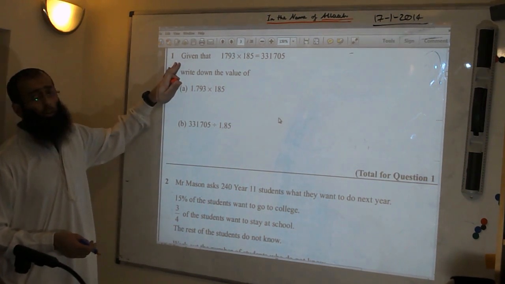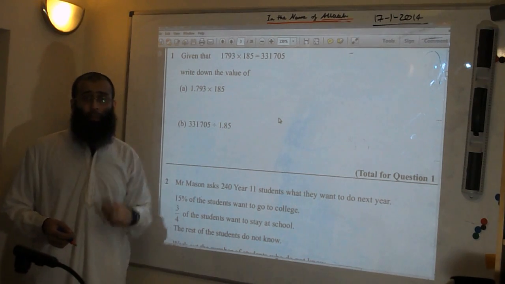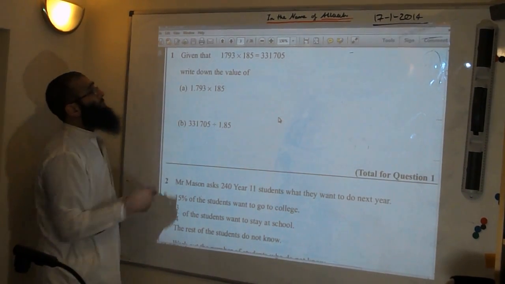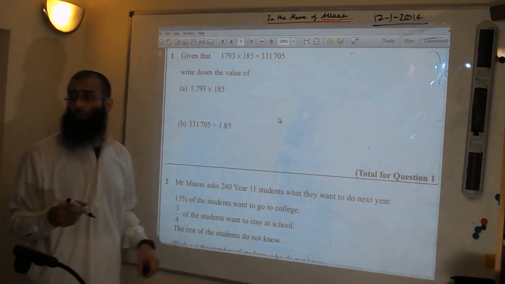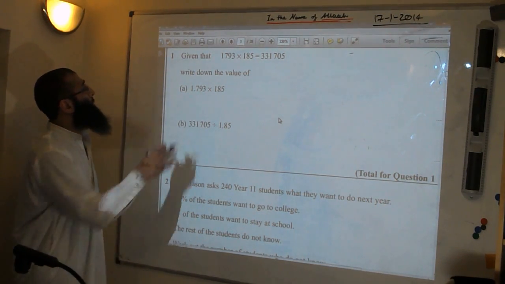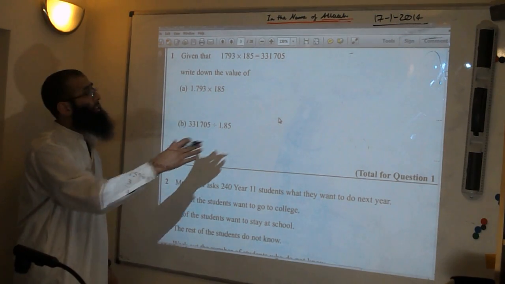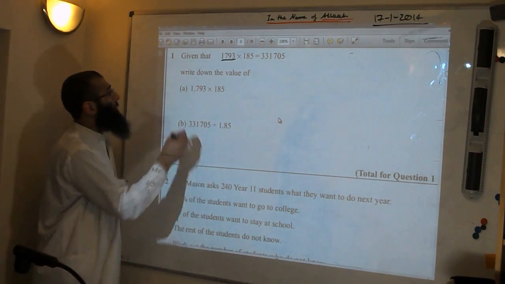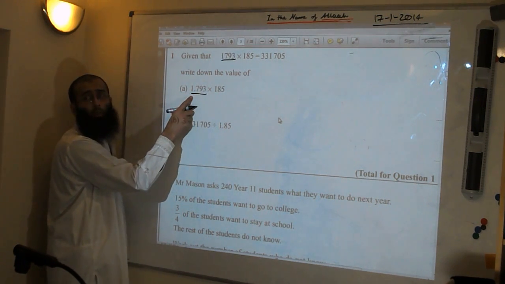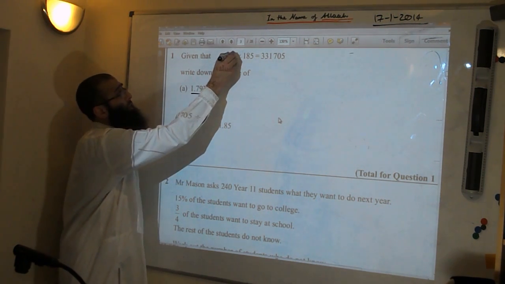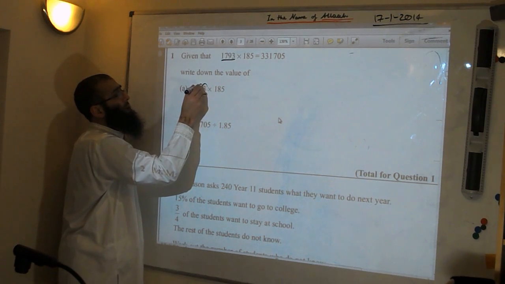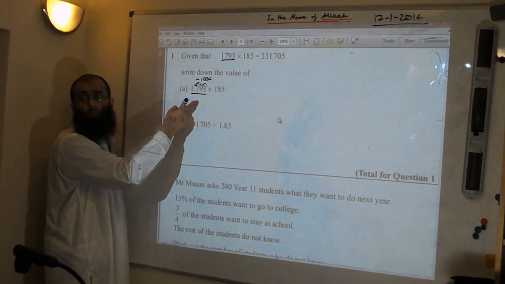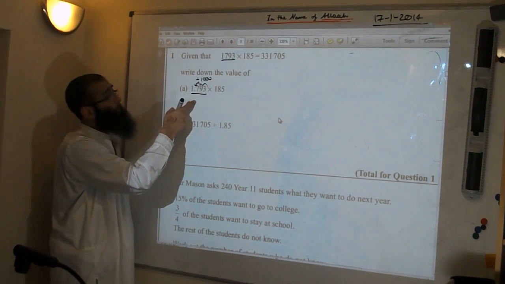Right, question number 1, a question based on place value. Given that 1793 times 185 is equal to 331705, write down the value of 1.793 times 185. So we need to look at the original question. We have 1793 in the original one. What is it in the question? It's become 1.793. So we made the original value 1,000 times smaller, divided by 1,000.